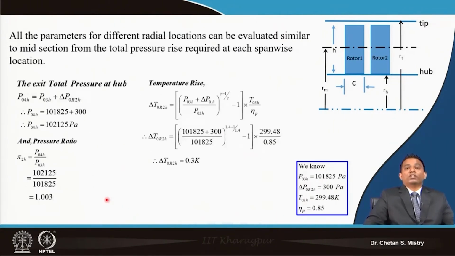Now once this is known to us, we can do our calculation for the pressure ratio, and the pressure ratio near the hub is coming 1.003. Same way my delta T0 at the hub is coming 0.3 Kelvin. Remember, the pressure rise we are expecting is lower. We are designing for a tip loaded rotor, and that's the reason my delta T0 will be coming lower in the numbers.